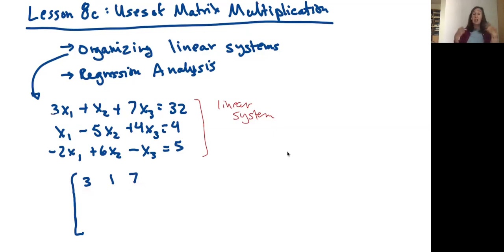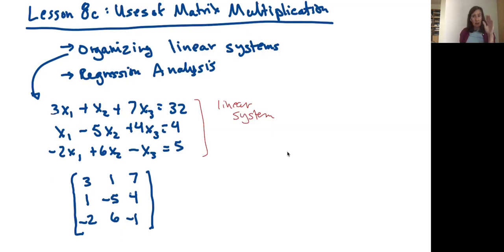From the first equation, the second row in the matrix will be the second equation in the system. So the coefficient on x1 there is 1, negative 5 on x2, and 4 on x3. And the final row is the coefficients from the final equation: negative 2, 6, negative 1. Okay, so I've got them all in a matrix there.